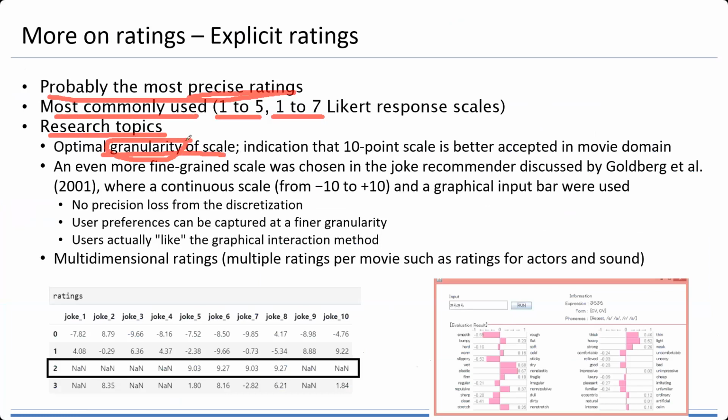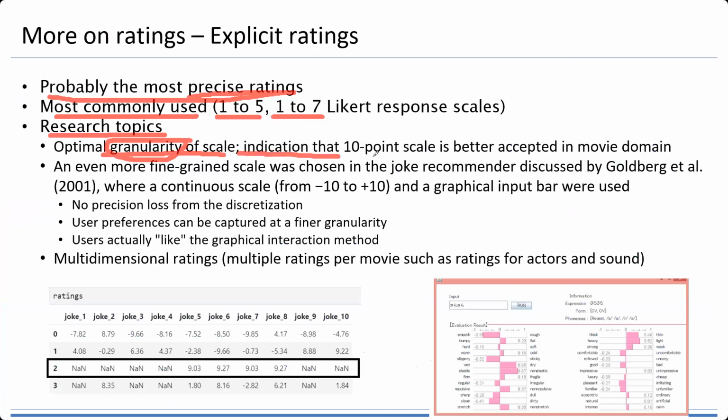So we can have from 1 until 5, so the granularity is small. We can have 1 until 7, so the granularity becomes wider. We can have 1 until 10, so it is wider. We can have 1 until 100. Okay. So the granularity becomes wider and wider.